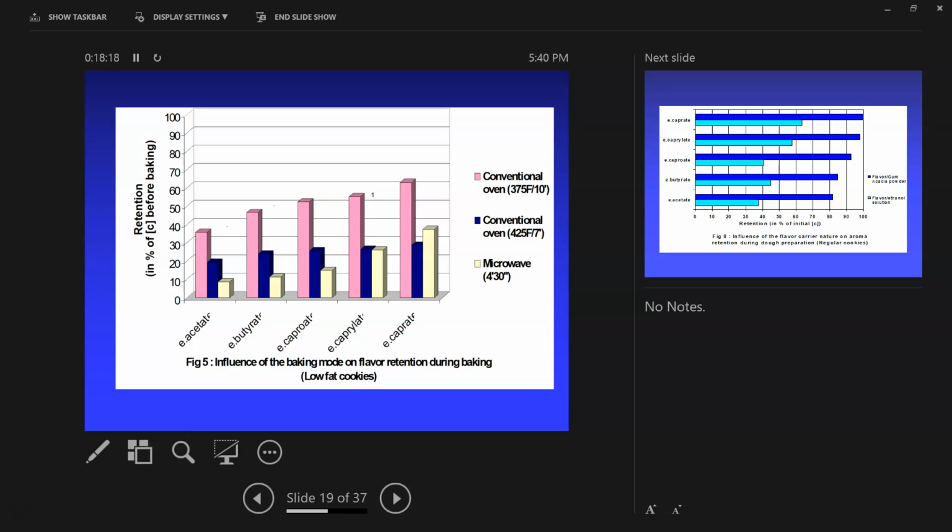And so again, you look at flavor loss. This is conventional oven, 375 Fahrenheit for 10 minutes. This is 425 degree oven for 7 minutes, and that's microwave. You might think, oh my gosh, microwaving is only 4 minutes and 30 seconds. But in fact, our greatest losses occurred in the microwave oven. You tend to lose a good deal of water in the microwave oven, and that water tends to steam distill out the flavor. So baking at 375, much better retention than 425. So lower temperature, longer time, beats high temperature, short time.